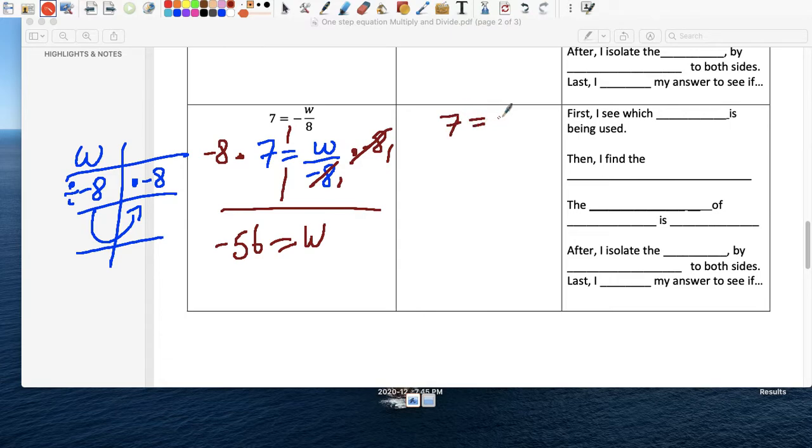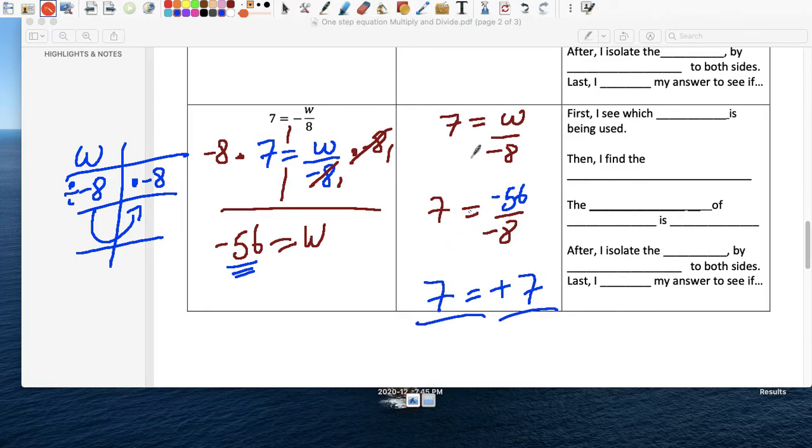Now, let's see if that's correct. So 7 equals w over -8. Let me copy everything except the w, because I'm going to switch the w to the value that we found, which is -56. Replace it. So negative divided by a negative is a positive. 56 divided by 8 is 7. Does that equal the 7 on the other side? Yeah. So we are good.